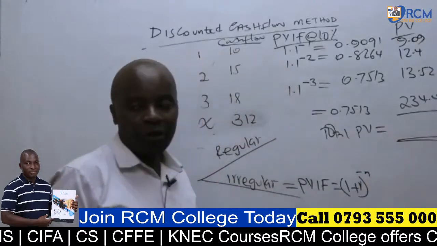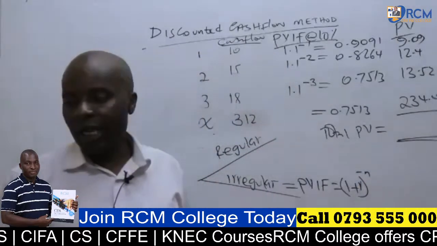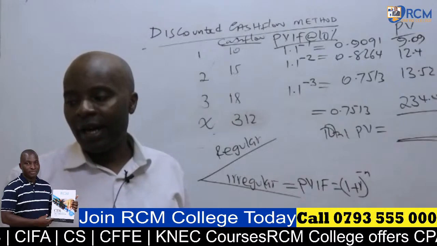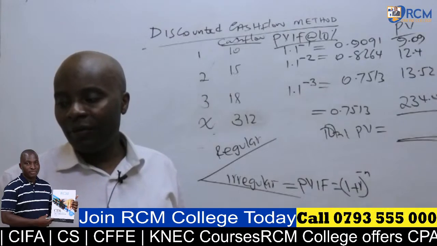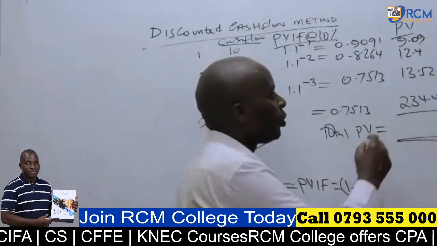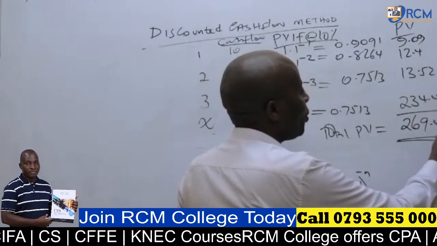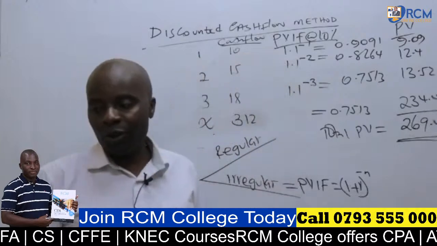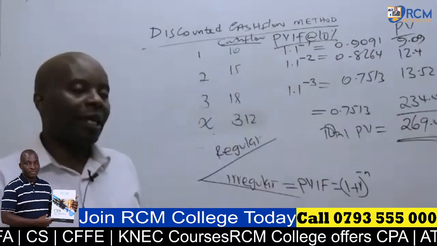Add for you to give us the total present value, of which I can see Samuel and Lucy giving us 269.42. 269.42 is the total present value.